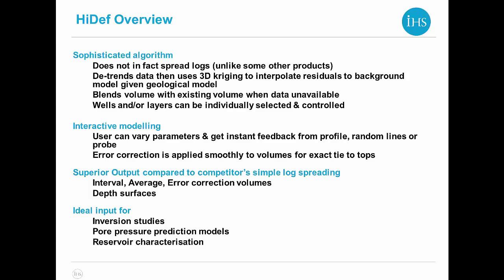HiDef uses kriging to distribute sample values from the sonic logs between layers, taking into account the background trend from the supplied velocity model and the geological layering defined in each layer. The detail velocities are used to depth convert each layer and a residual correction computed to ensure the velocities tie the formation tops at the wells. If data are unavailable over an area, it will blend the volume with the existing volume, and wells and layers can be individually selected and controlled.